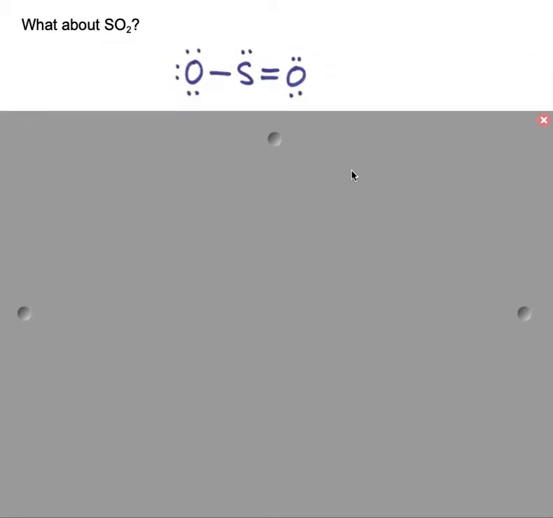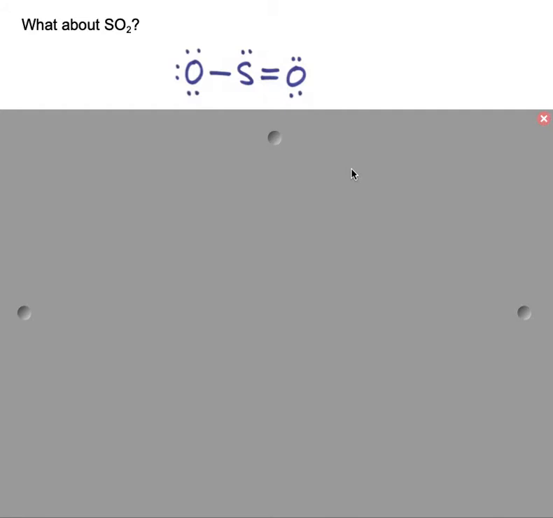Now, let's look at sulfur dioxide. If I draw a Lewis structure for sulfur dioxide, I will see that I have 1 sulfur-oxygen single bond and 1 sulfur-oxygen double bond. That would seem to imply that there are 2 different types of sulfur-oxygen bonds in this molecule, one shorter, stronger SO double bond, one weaker, longer SO single bond. But that's not the case.